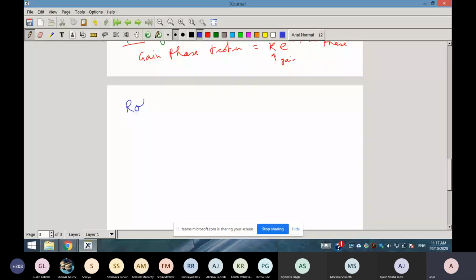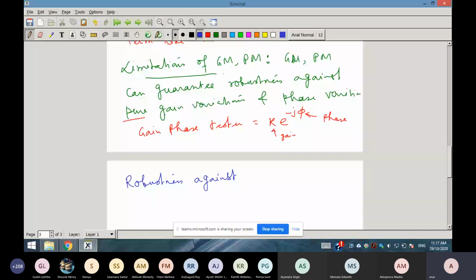Sir, if we can guarantee robustness, then how can it be a limitation? No, here that is the limitation. Now, only pure gain variation. Robustness against only pure gain variation or pure phase variation. If there is any other parameter variation other than gain and phase, suppose pole variation or zero variation, got my point? So robustness against parameter variation.